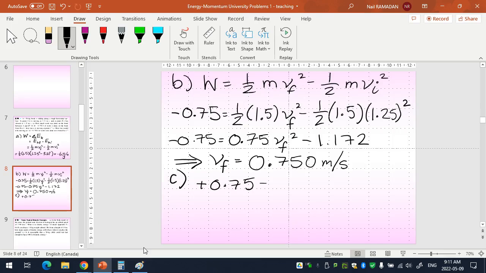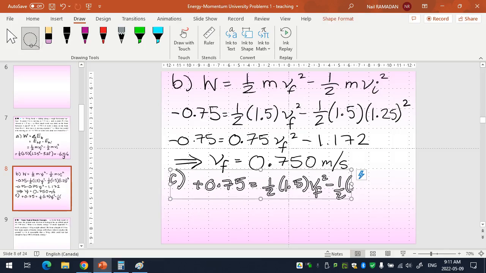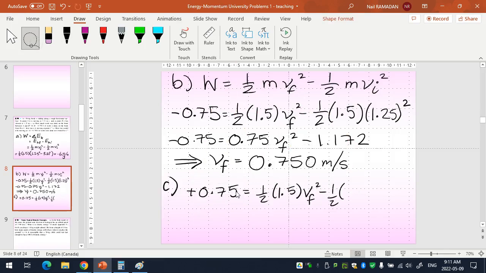0.75 equals 1 half 1.5 vf squared, subtract 1 half. You know what to do. I'm just going to squeeze this and lower it. Perfect. 1 half 1.5, 1.25 squared.